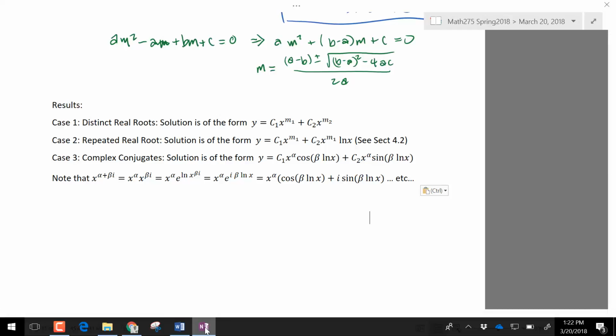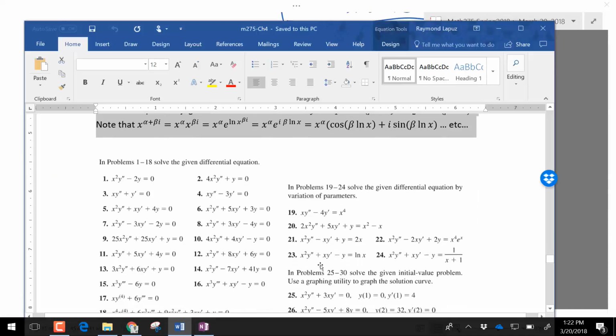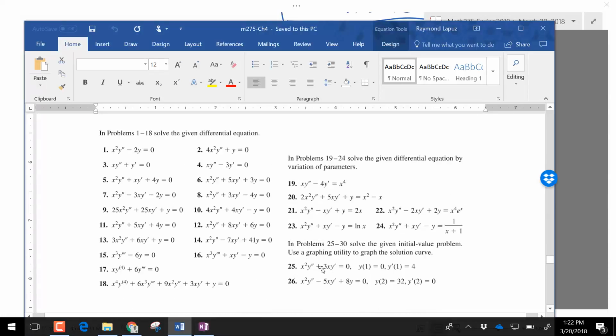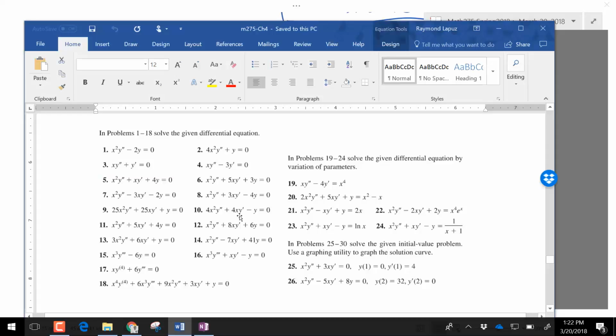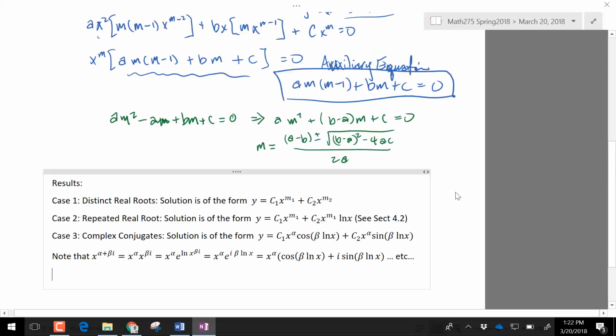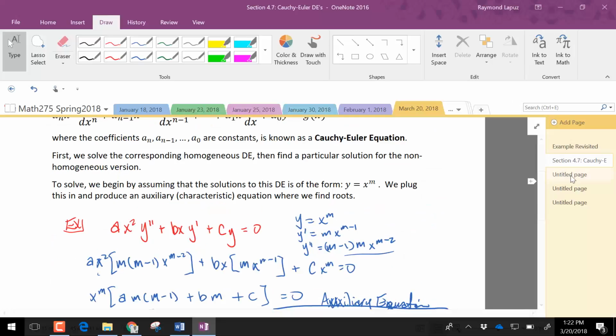All right, let's do some examples. Oh, look at all these problems to choose from. Pick a number between 1 and 5. Does somebody say 6? What? One between 1 and 5. 5. That's not between 1 and 5. I suppose we should start a new page for our example.